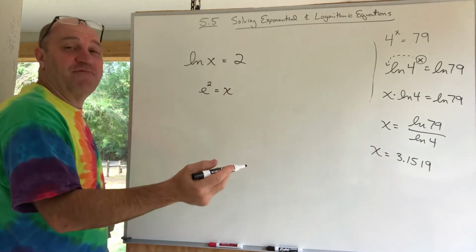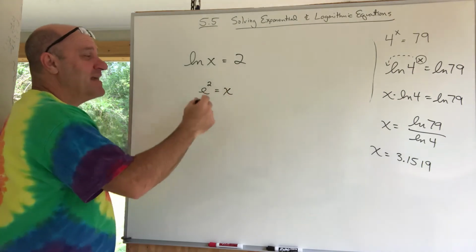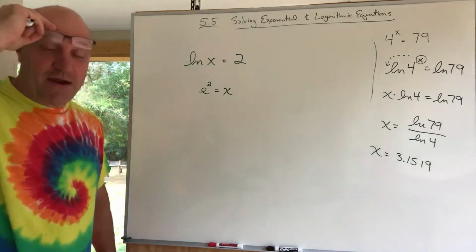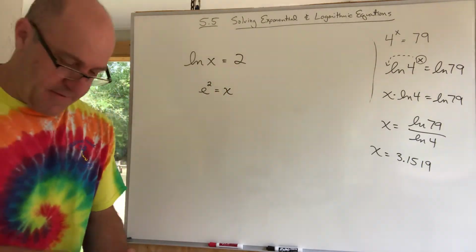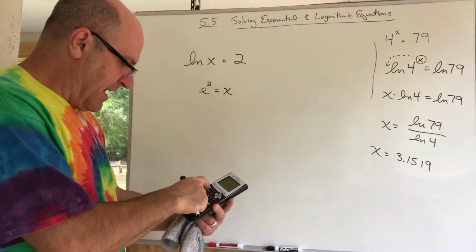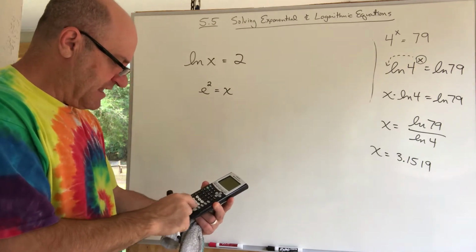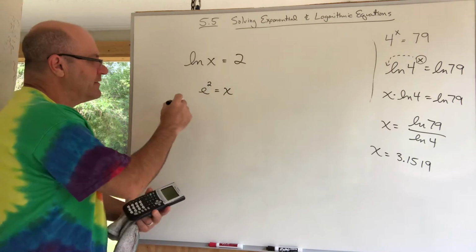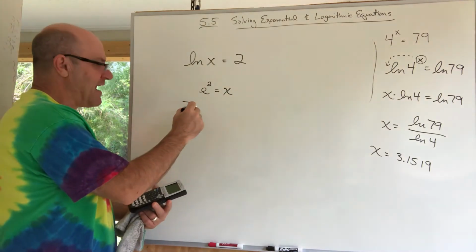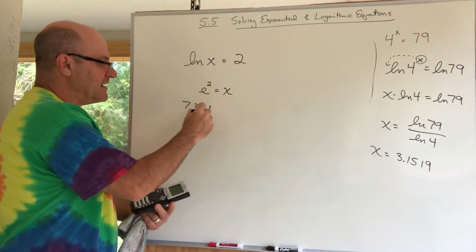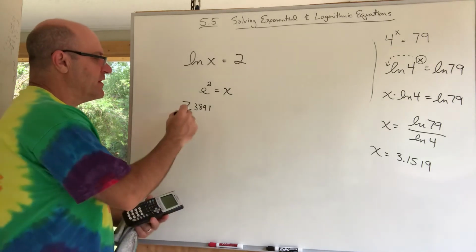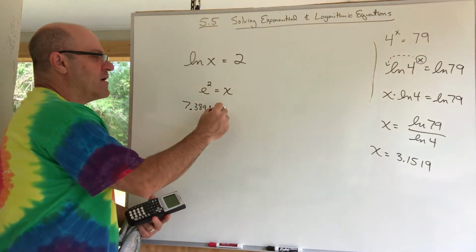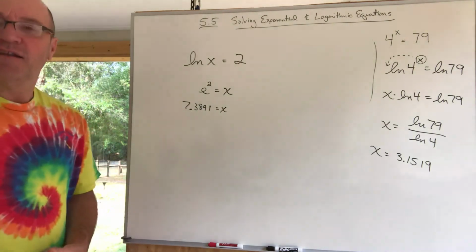So I'm finished. I just solved for x. What's x? e squared. What's e squared? I can find that on my calculator. I have to find my e button, not my log button, my e button. e squared, according to my calculator, is 7.389. Technically 1 if I'm going to 4 decimal places: 7.3891.